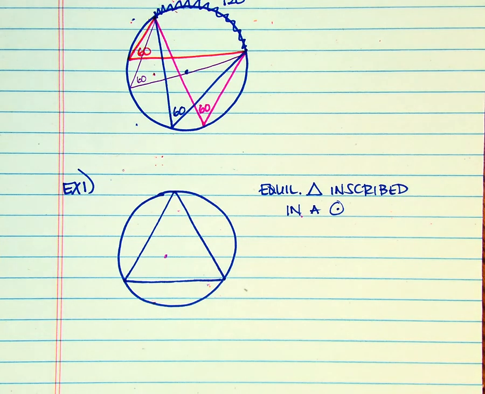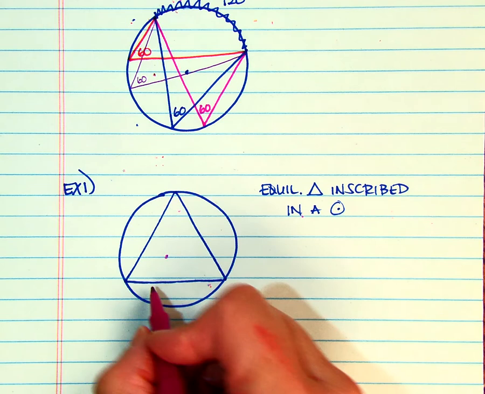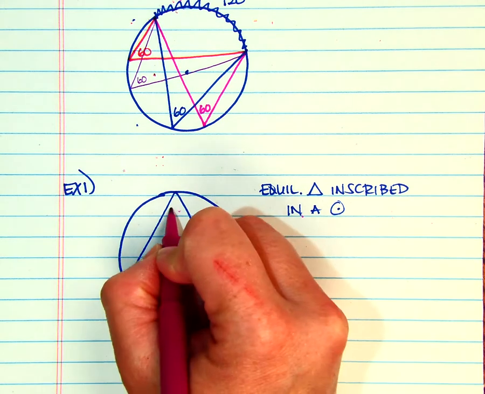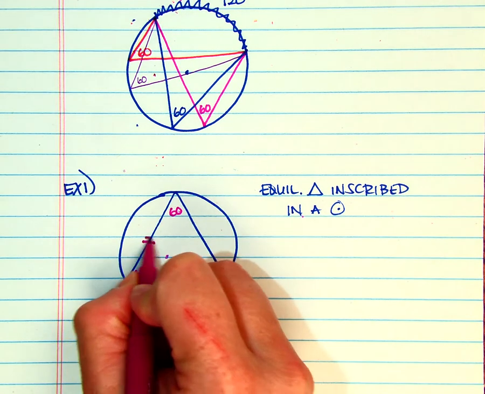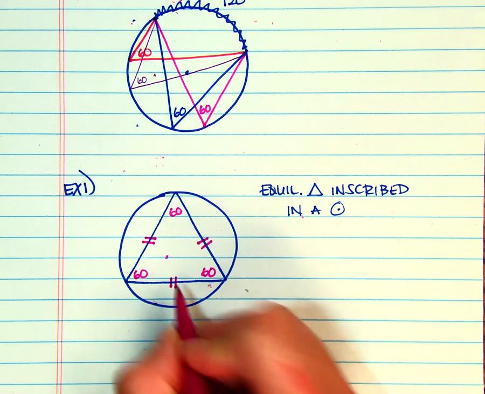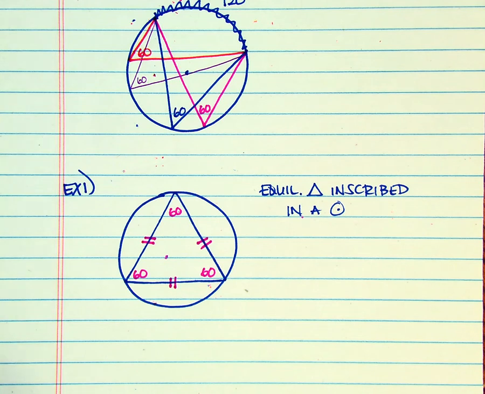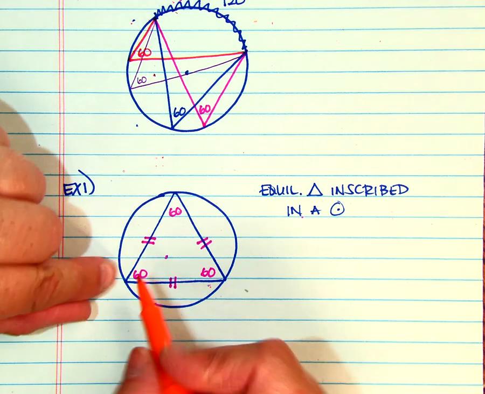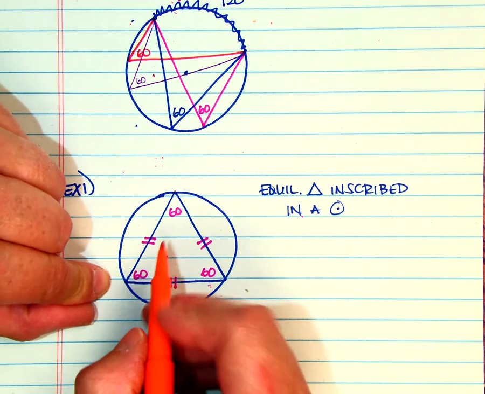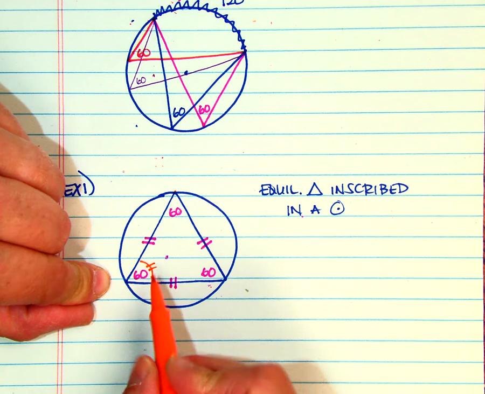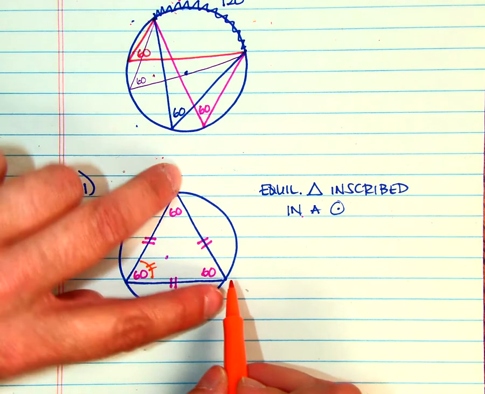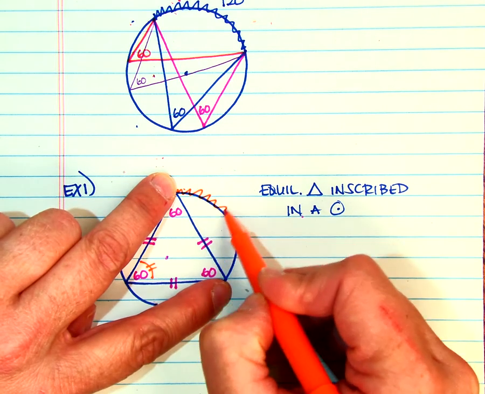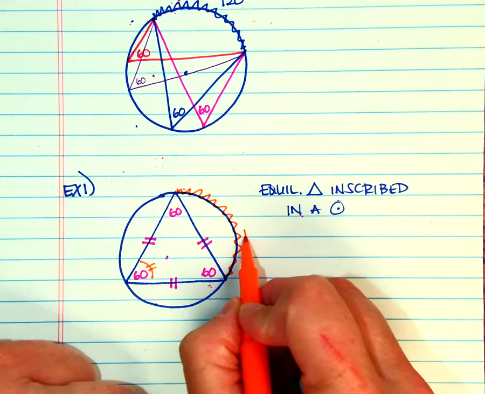So then we got to figure out, okay, what all do we know about an equilateral triangle? Well, we know that all the angles equal 60, and we know that all the sides are congruent. So using what we just did, this angle right here is an inscribed angle. So if I follow it to its arc, that means this is going to be 120.